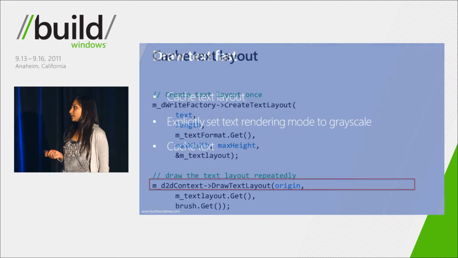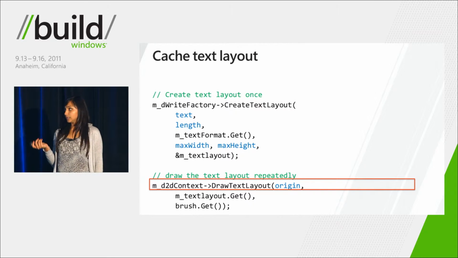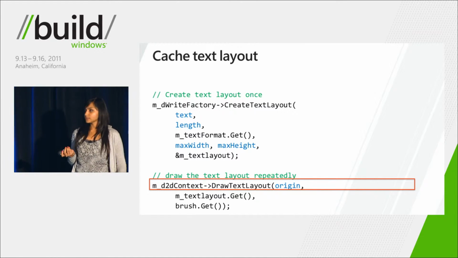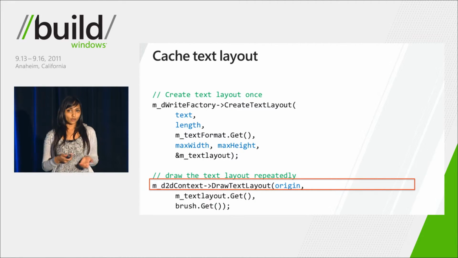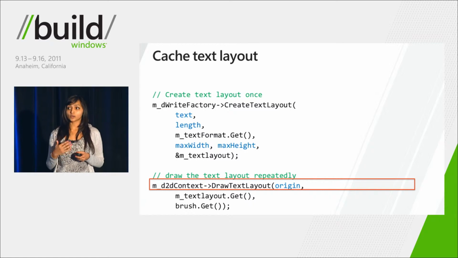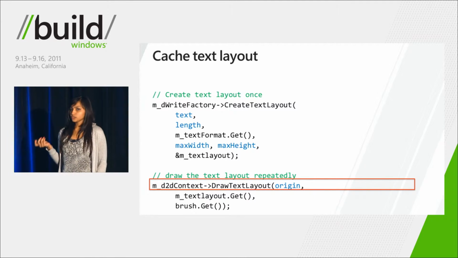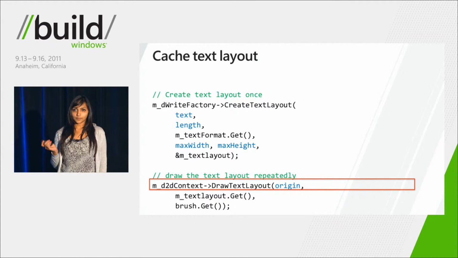So what you can do instead is create the layout yourself. And for doing that, you'll have to use the DirectWrite API. You'll have to create the factory and then create a text layout outside of your rendering code. And then when you're drawing the text, you should make a call to DrawTextLayout and pass in the already created text layout.